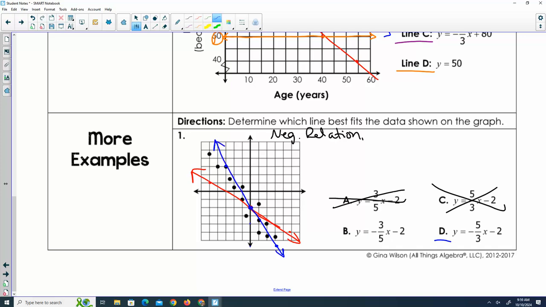Okay, is that one a better model? Yes, because I see it's got about the same steepness, about half the points on each side. So D is the better graph here.